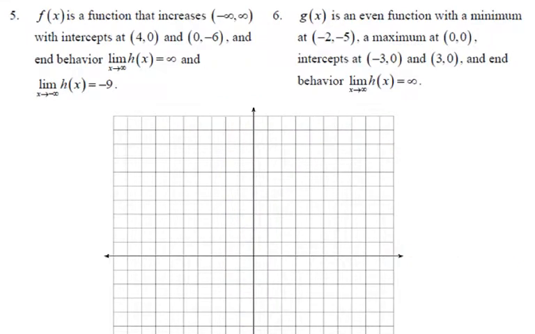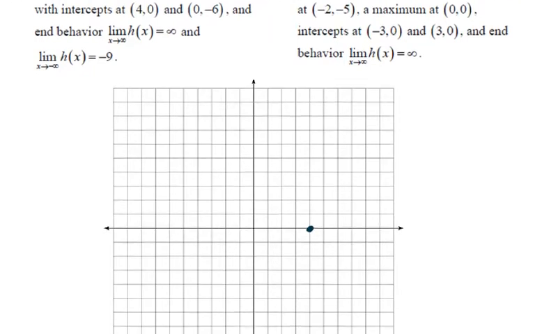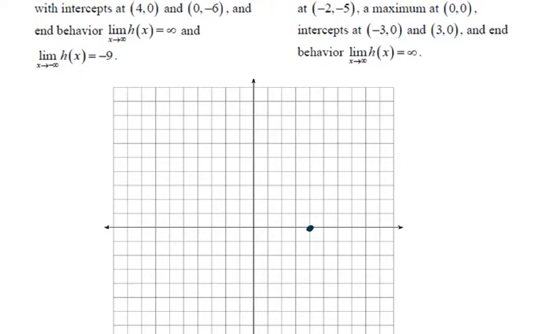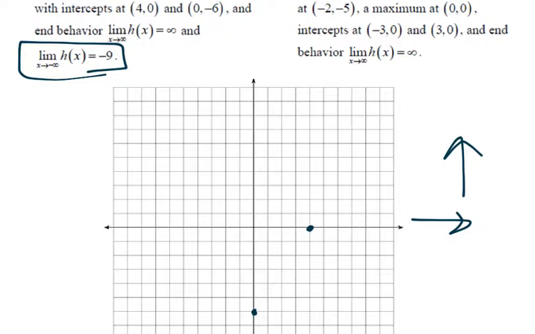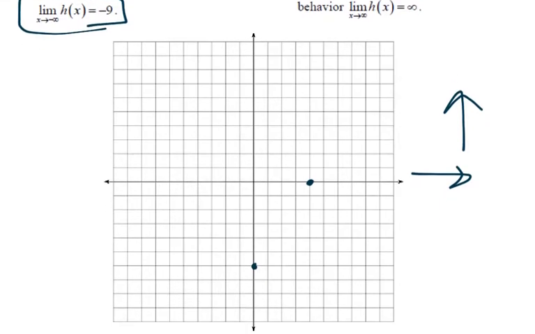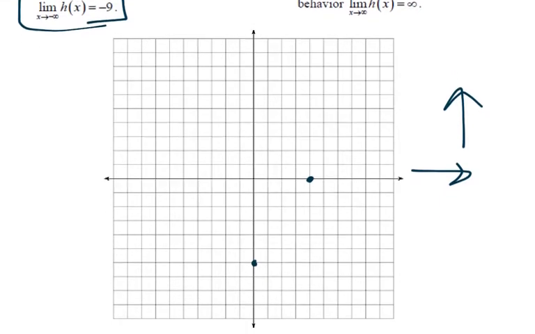Alright, 5 and 6. 5, f of x is a function that increases from negative infinity to positive infinity, so it's always increasing, with intercepts at 4, 0, and 0, negative 6. And end behavior, as we go to the right, it's going positive. As we go to the left, it's approaching negative 9. So negative 9 would be right here.